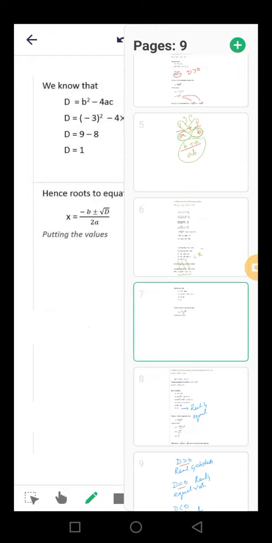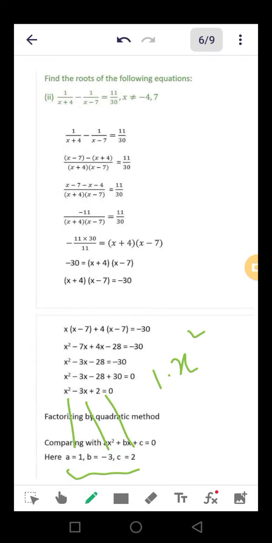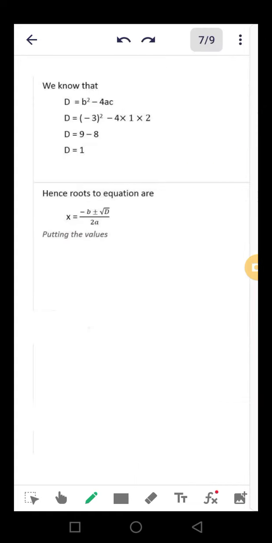Now we'll put these values in the formula. Minus b. What's the b value here? B value is minus 3. So minus b becomes minus of minus 3, right? So same thing we are doing here. Minus of minus 3 plus or minus root d, d is 1, whole by 2 into a. 2 into a is 2 into 1. This becomes 3 plus or minus root 1, which is 1 only, by 2.